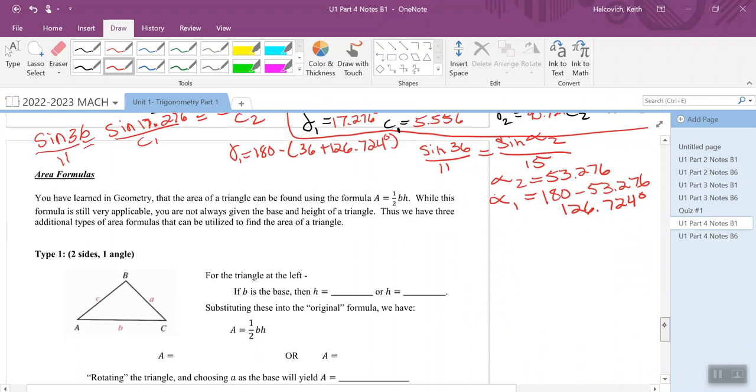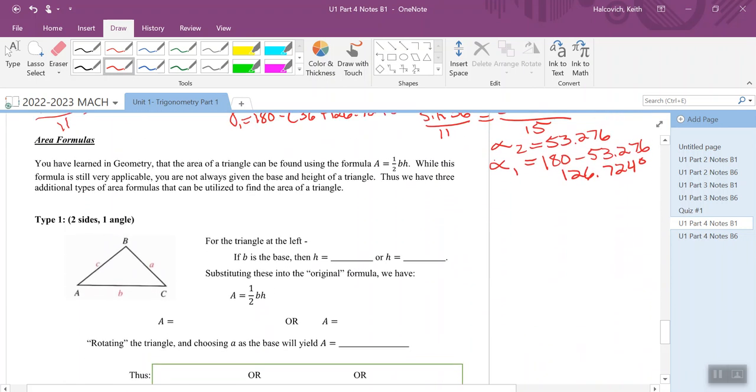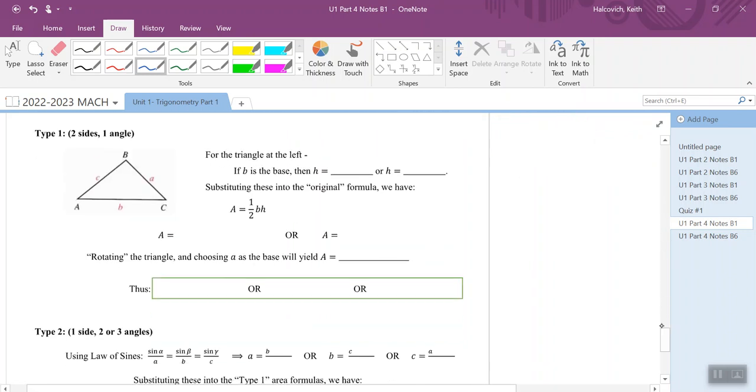All right. So the area formulas. All right. So now we're talking about geometry again. And remember, the area of a triangle is 1/2 base times height. While this is still applicable, you're not always given the base and height of the triangle because it's not a right triangle. So therefore, we have 3 types of additional area formulas that can be used to find the area of a triangle. Type 1 is when you're given 2 sides and an angle.